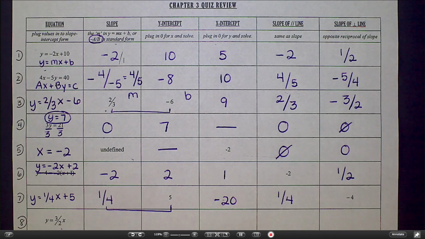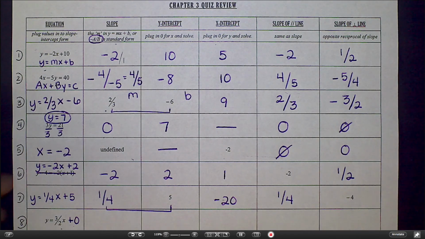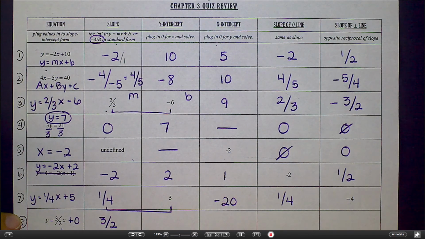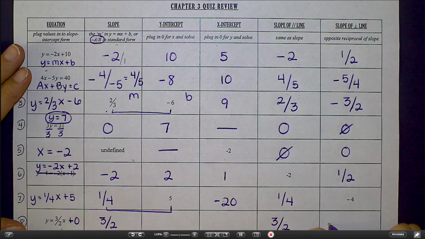Okay. And the last equation, y equals 3/2 x. This almost looks like slope-intercept form, except I'm missing whatever is over here. Well, if there's nothing there, that's like a 0. Okay, so y equals 3/2 x plus 0. My slope would just be the m, which is 3/2. That means my parallel line slope is also 3/2. And the opposite reciprocal would be negative 2/3.